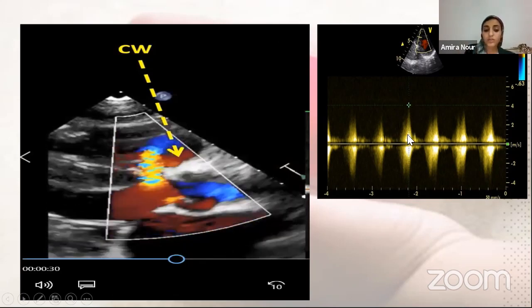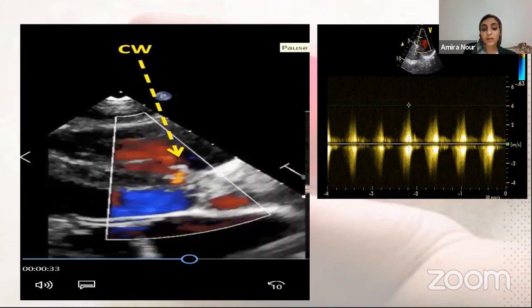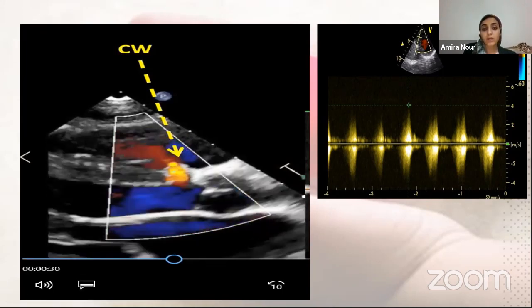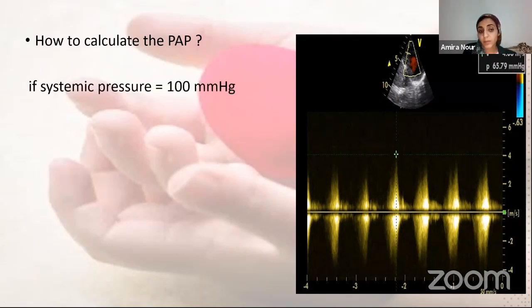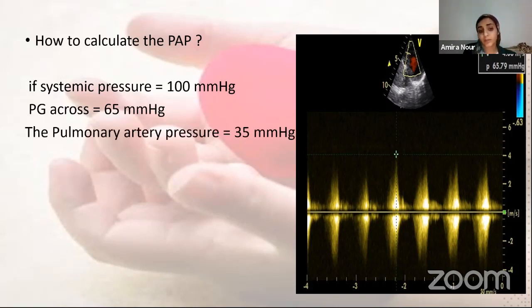And again, I want to stress the clinical scenario Dr. Hatem asked me about earlier. If we have a VSD with a pressure gradient of 65 millimeters of mercury, how can we calculate the pulmonary artery pressure? If we know that the systemic pressure of this patient is 100 millimeters of mercury, and the pressure gradient across the VSD is 65, then we can obtain the pulmonary artery pressure by subtracting the gradient across the VSD from the systemic pressure, so it will be 35 millimeters of mercury.